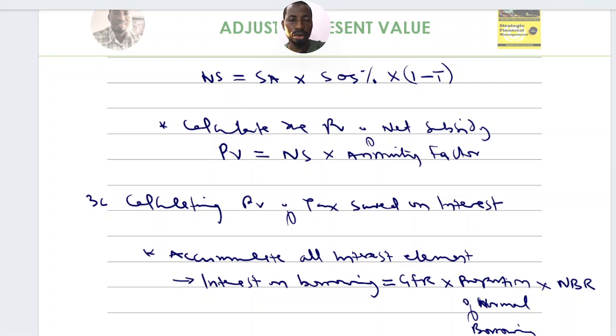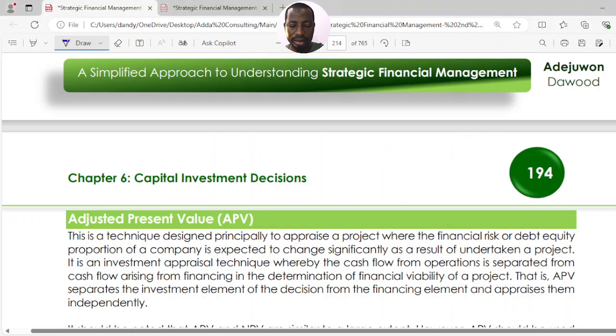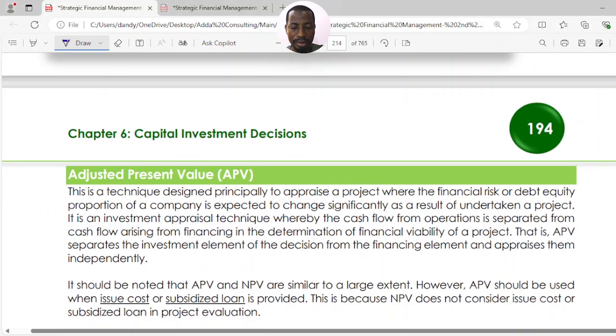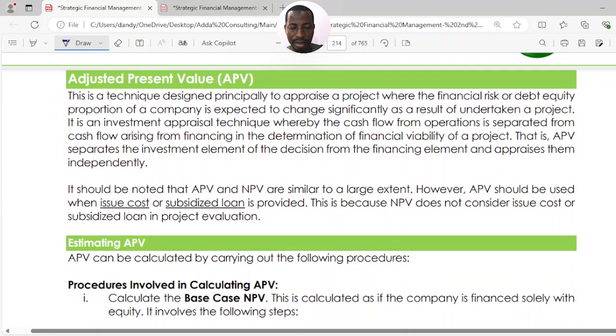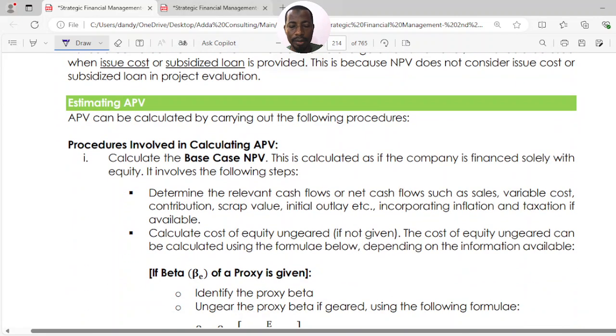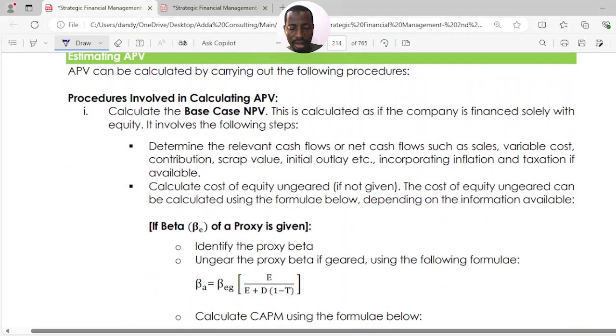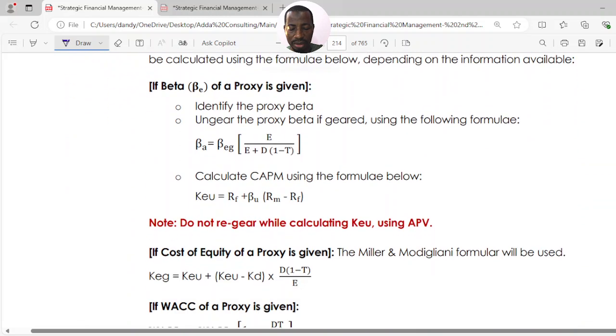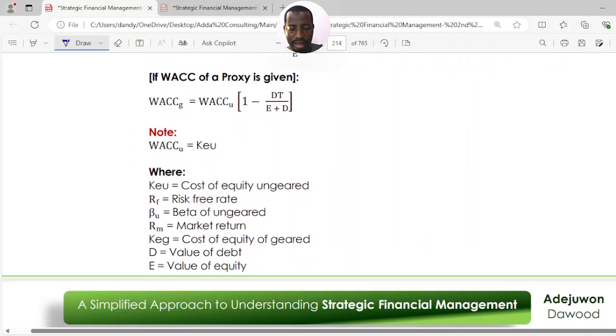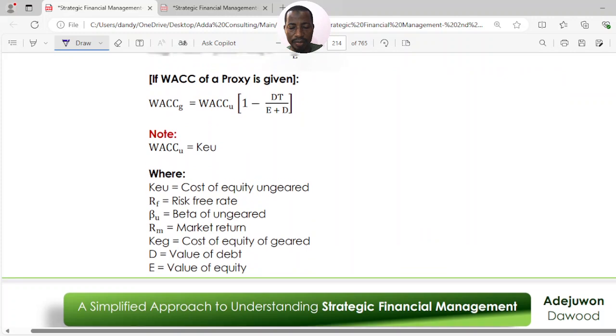So the next thing we want to do now is to have an example. Okay, let's have an illustration to demonstrate our understanding of the adjusted present value. Once you have this material, you can go through all the line items, all what I've discussed today, in detail.